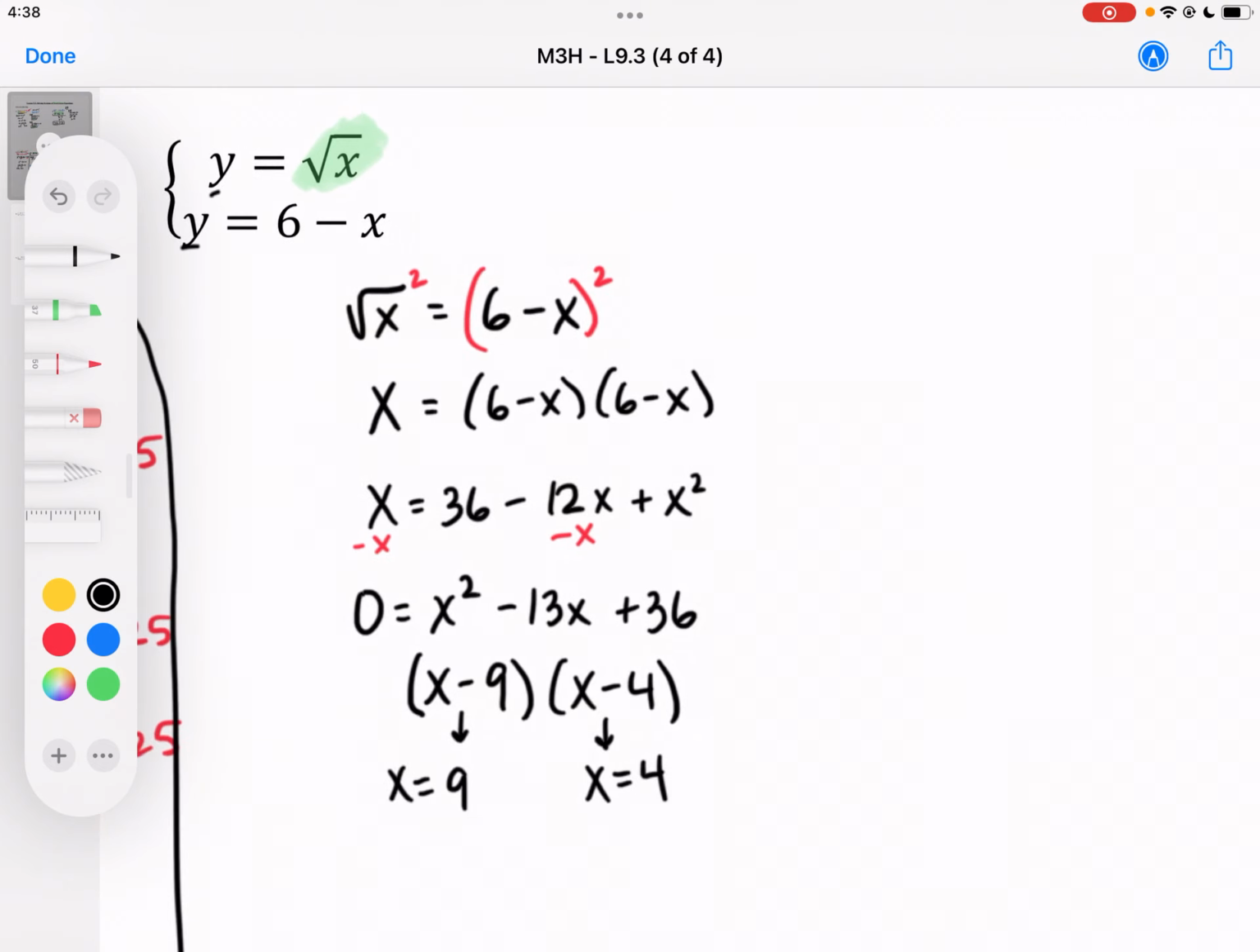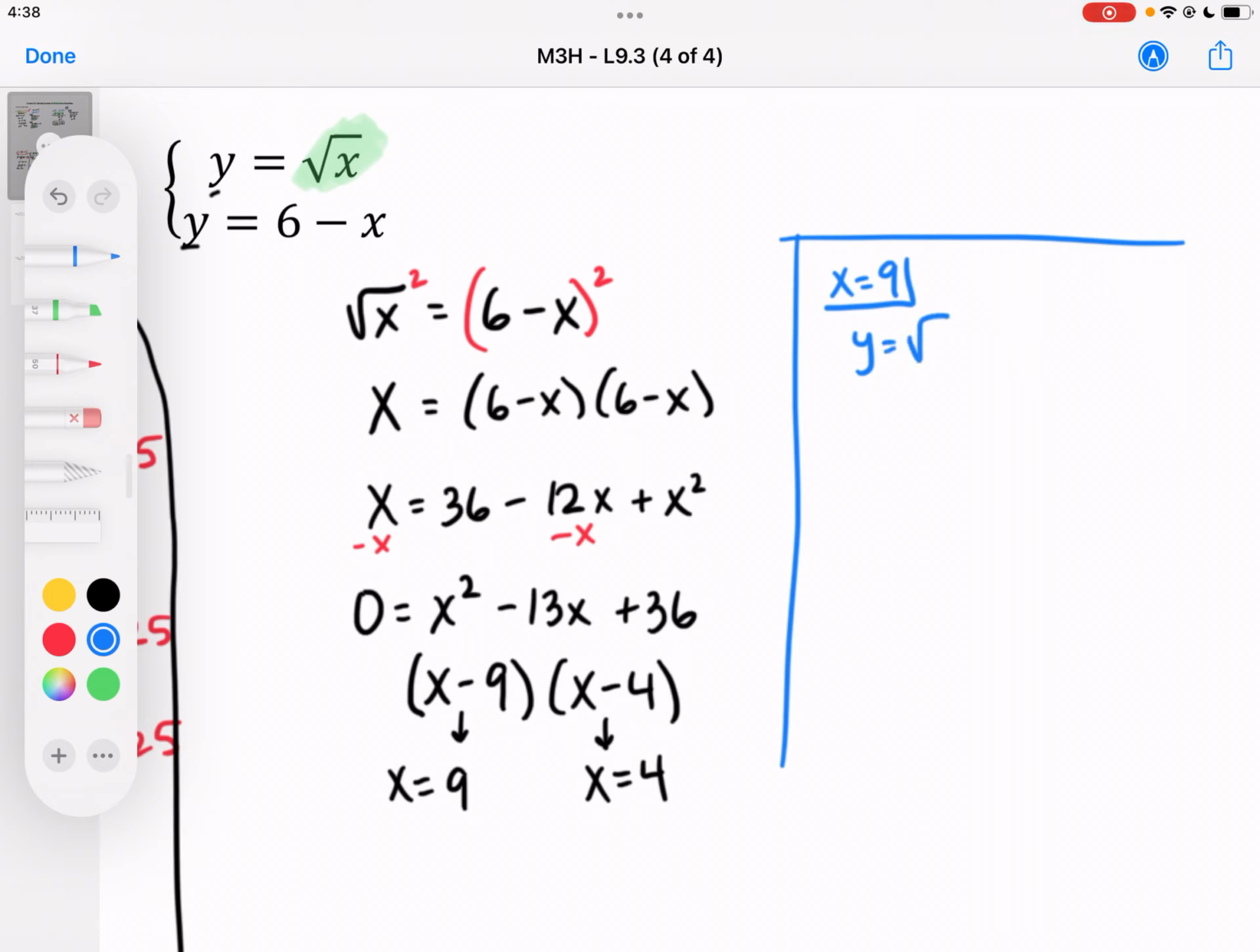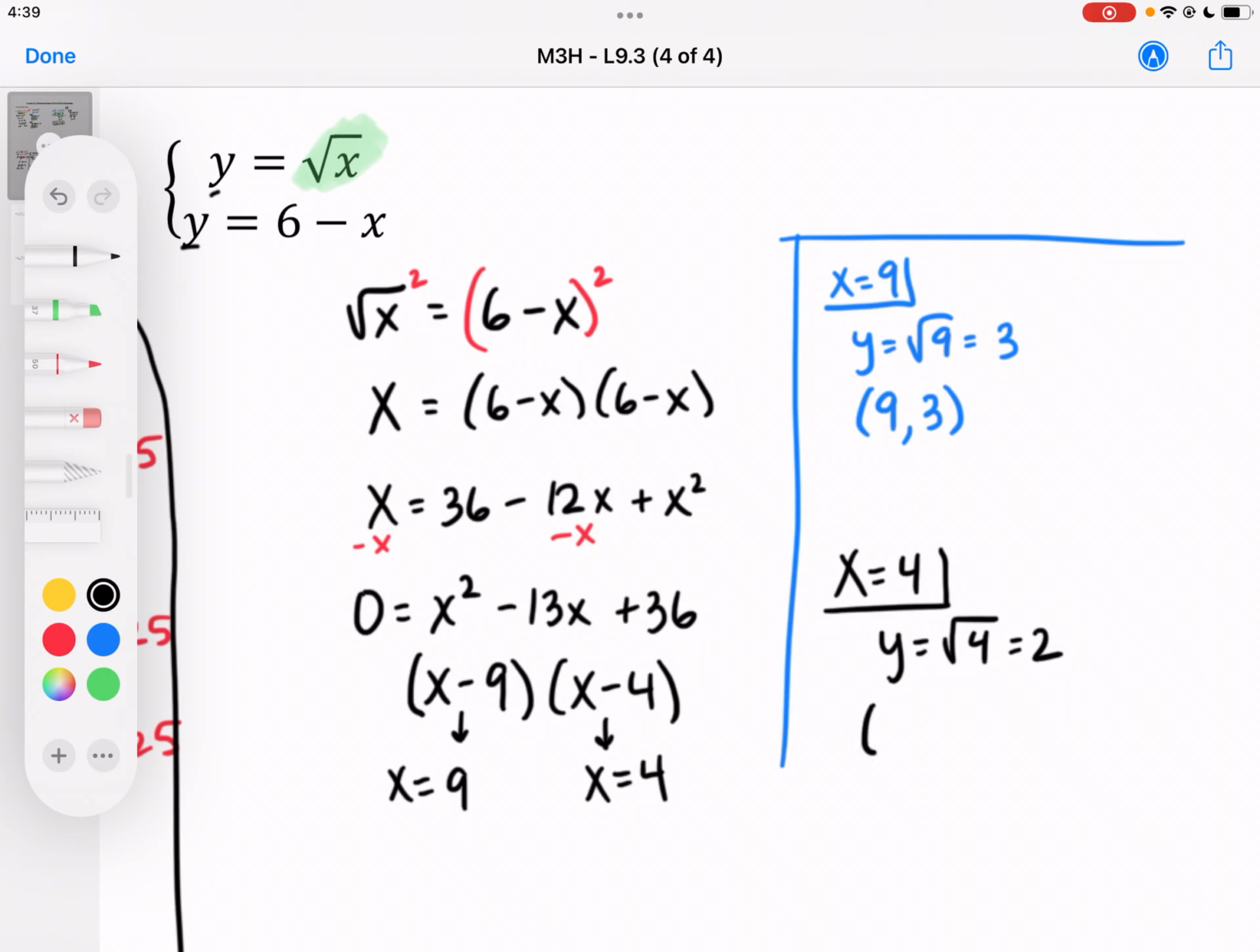Sweet. Okay, at this point, let's find our solutions for each one, or y values, I mean, for each one. So I'm going to use the top equation. So y equals the square root of 9. Well, that's 3. So I should get the solution (9, 3). And we'll check that in a second. Let's do 4. So x equals 4. I'm going to put it into the top equation. So the square root of 4 is 2. So our other solution would be (4, 2).